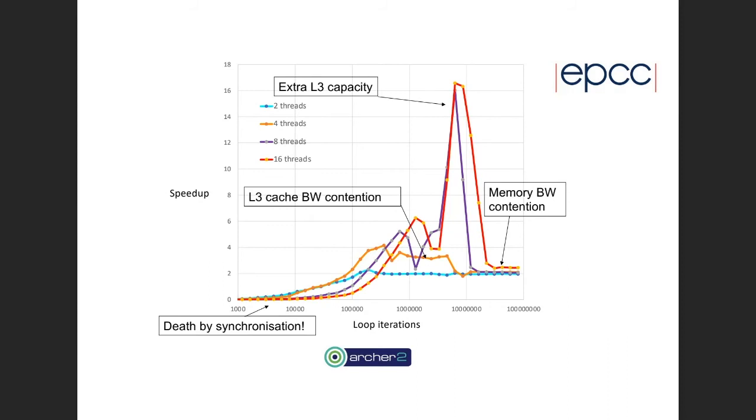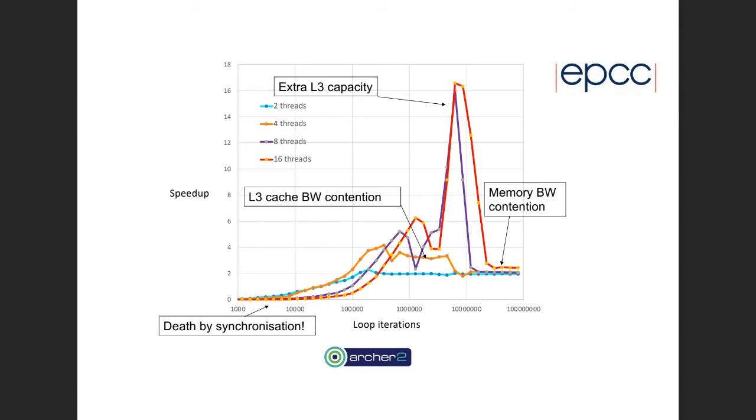Okay, so the pale blue line here is 2 threads. What you can see is that it behaves pretty much like you expected. Once you overcome this overhead of synchronization, the speed up settles down to around about a factor of 2. So for a large enough value of n, I get pretty much ideal speed up for 2 threads.